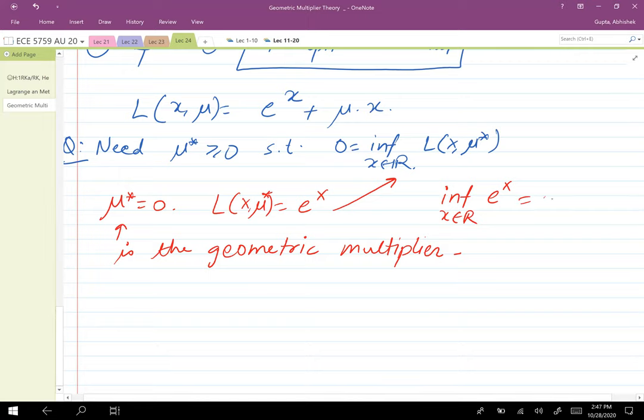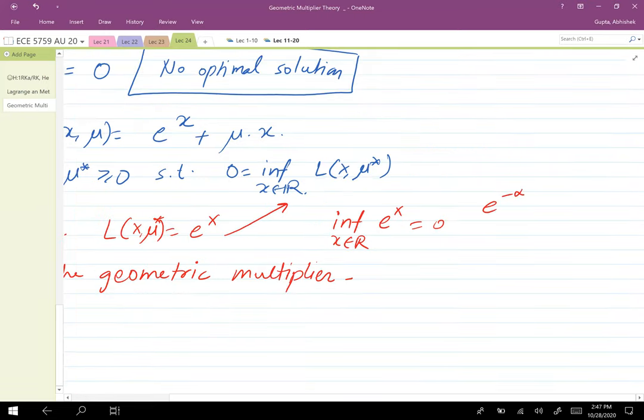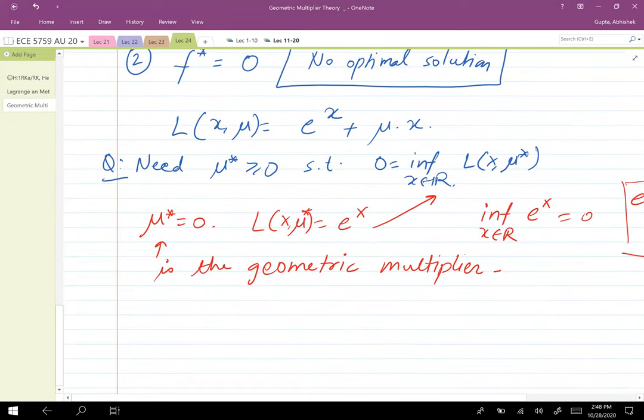So this is actually, the infimum is zero because e raised to x is always non-negative. So e raised to minus infinity is zero. So minus infinity comes here. Oh, okay. Right. But e raised to x is always greater than or equal to zero. Oh, okay. Yeah. Any other question?